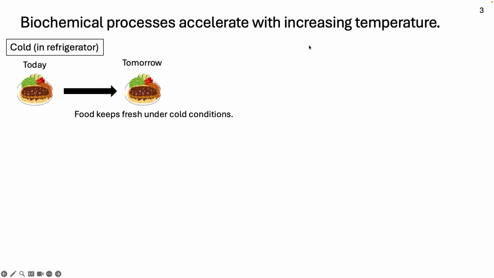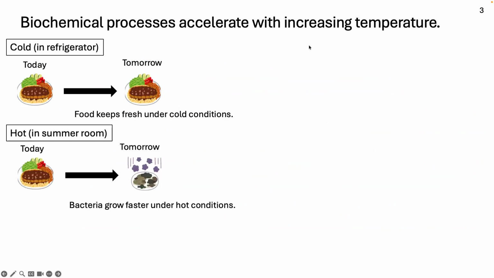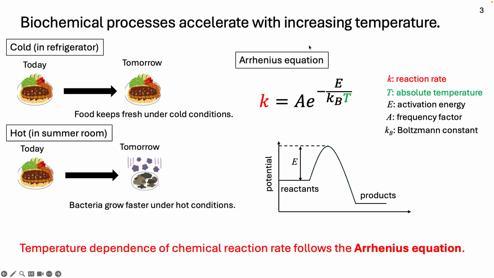Then, generally, increasing temperature accelerates biochemical reactions. For example, in a cold refrigerator, food keeps fresh under cold conditions. But in a hot summer room, food goes bad very soon. So there is a general theory about the relation between temperature and reaction rate. It's called the Arrhenius equation.